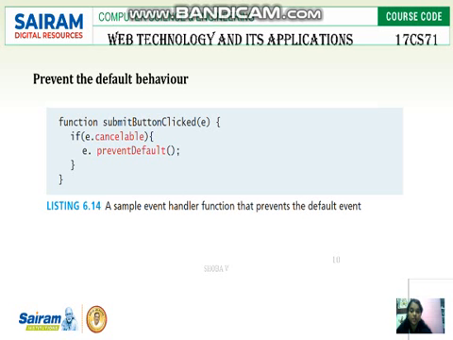This is how we can prevent the default behavior. This submit button is your event handler, and inside it we can see the parameter called e. If your event can be cancelled, you can prevent the default. So this is a sample event handler function that prevents the default event.